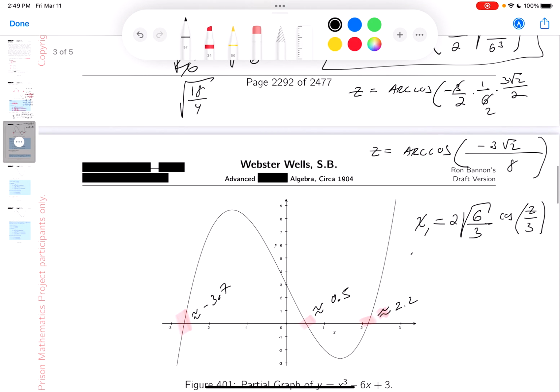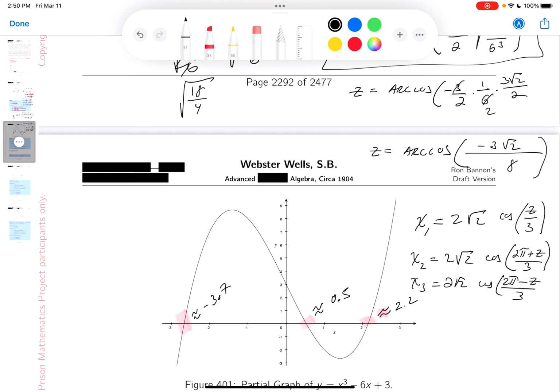And there's a rhythm to this. Let's put the next one down. You know what? I probably should simplify that. And it's a computation, each one of them. So if I do it once, I do it once. 2 root 2 cosine 2 pi plus z. If you're using a calculator, you need to be in radian mode, by the way. And again, I'm not going to keep writing z down again. And then x3 is going to be 2 root 2 cosine 2 pi minus z over 3.